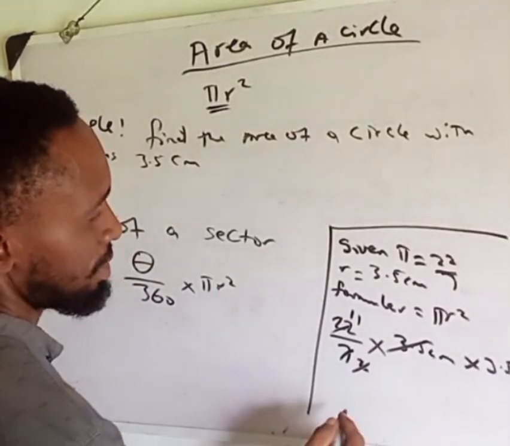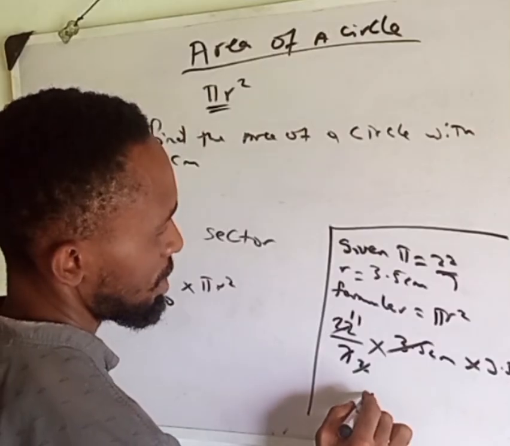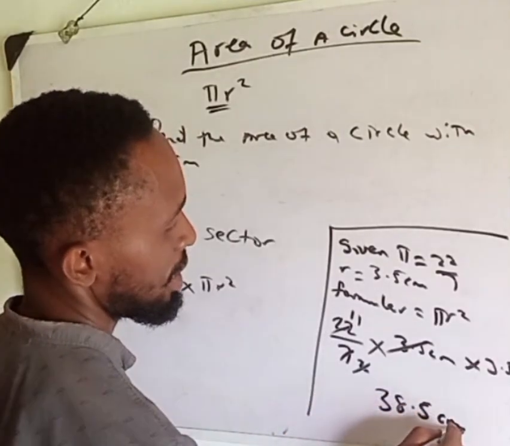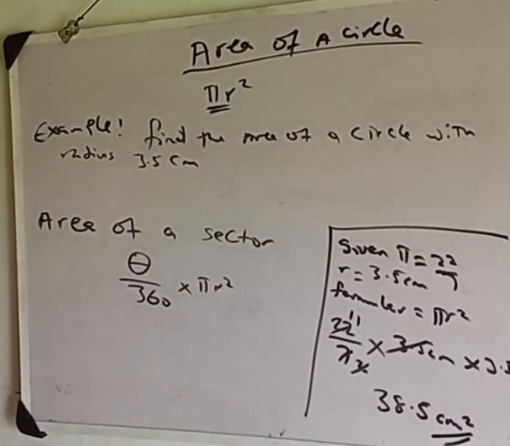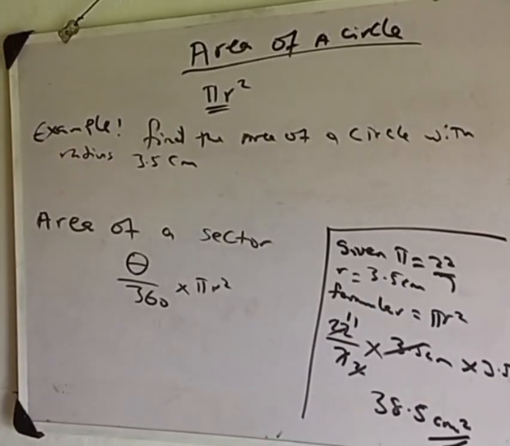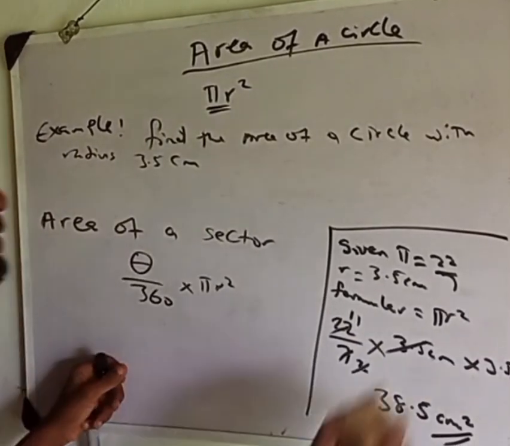So 11 times 3.5 cm, because this is cm squared, will give me 38.5 cm squared. That is it. So it's very, very simple. Whenever you want to find area of a circle, all you need to do is pi r squared. Let me just do another one.